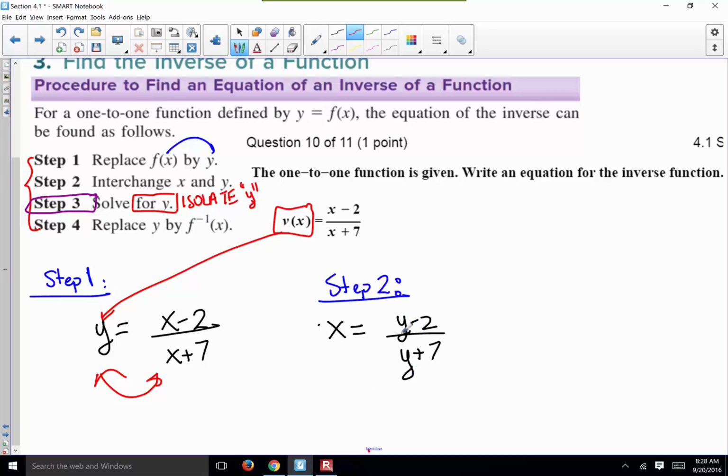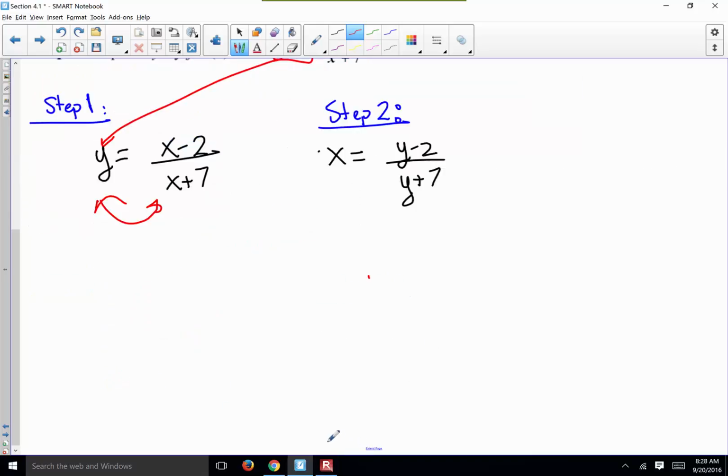Why? Because there are 2 y's, one on the top, one on the bottom. So you need to first bring them together, then isolate. Oh my god, the other y is in the denominator. How can I bring it back to the numerator with the other y? I need ideas. How do I bring this y to the top?